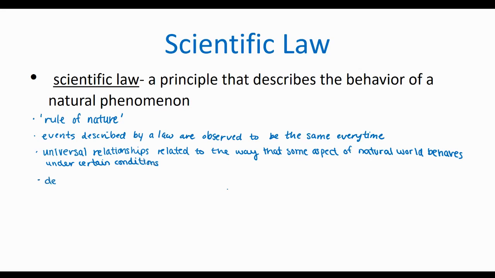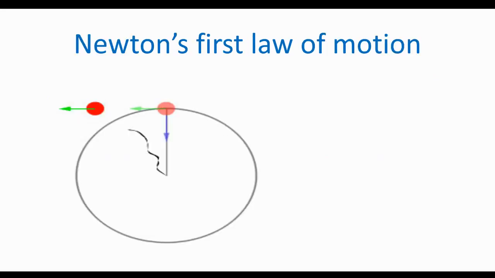Laws describe what happened, and they are often equations. So that is a good indicator of whether the thing you're looking at is a law or a theory. We're going to look at two laws today. The first we're going to look at is Newton's first law of motion.